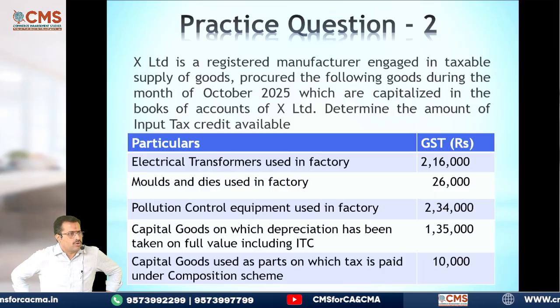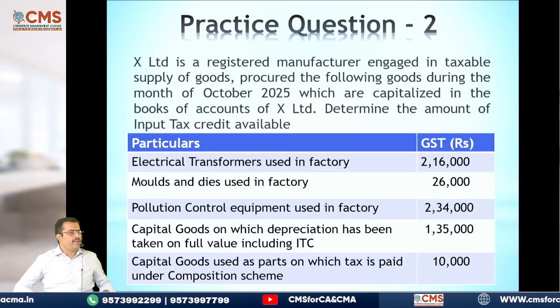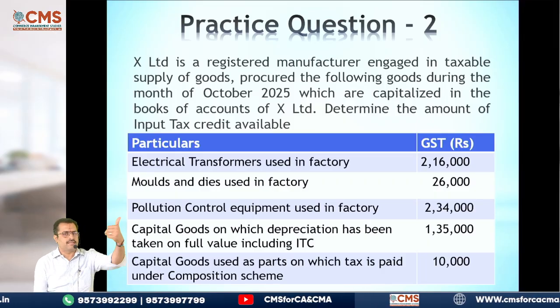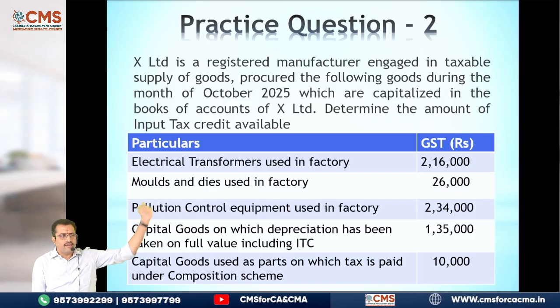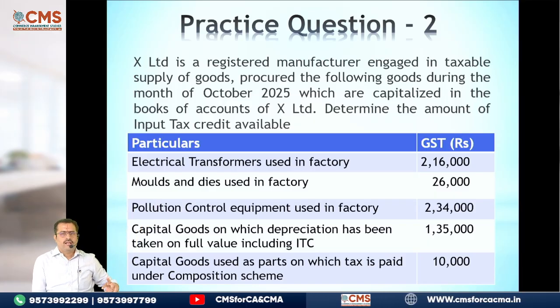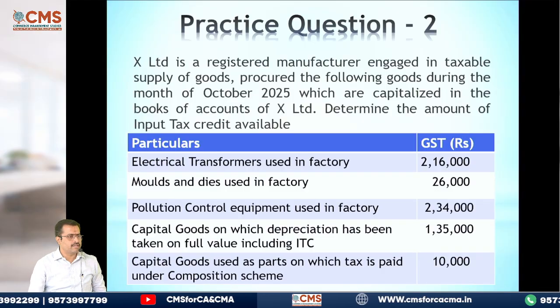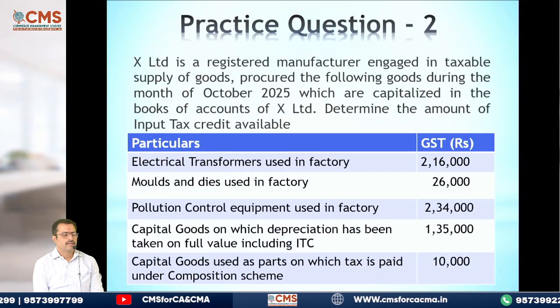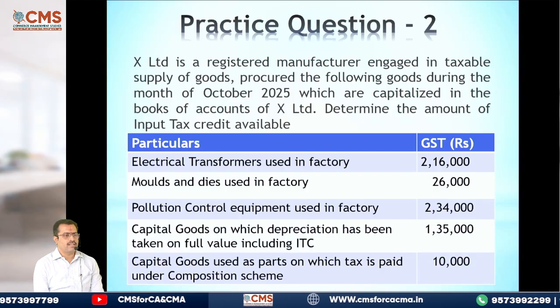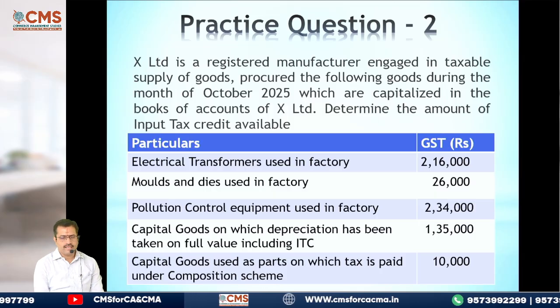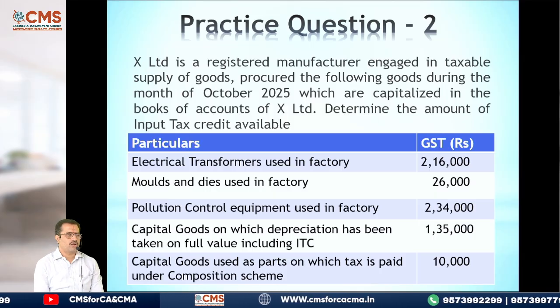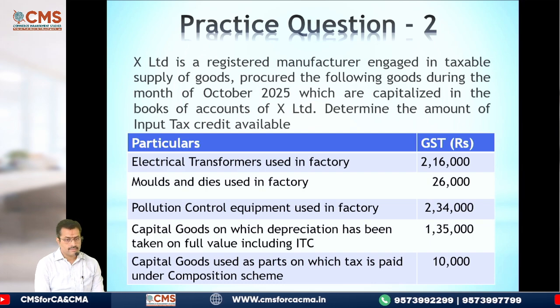They are used in the course or furtherance of business. That is what we told for capital goods. They should be capitalized in the books. That anyhow condition he gave in the question. Second, they must be used in the course or furtherance of business. That also we have discussed. Done. Next, molds and dies used in the factory. Come on. Definitely yes. Next, pollution control equipment used in the factory. Available or not? Yes.